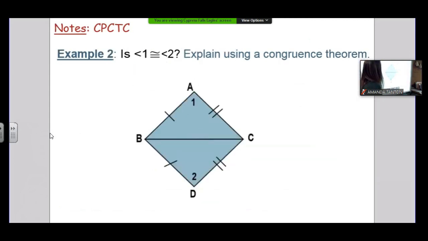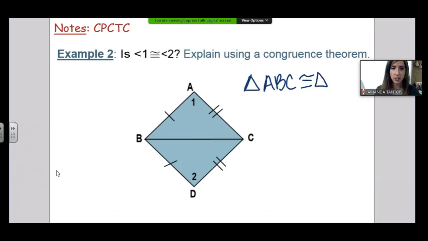All right, let's try this one. Is angle 1 congruent to angle 2? Those aren't vertical angles. Those aren't alternate interior angles. So we can't use any of those theorems to prove them congruent. But now we have a new tool to prove them congruent. So we're going to say triangle ABC is congruent to, let's name it in the right order because some of y'all got the order wrong on the quiz yesterday. What's the correct order?